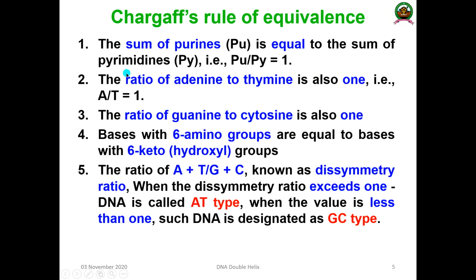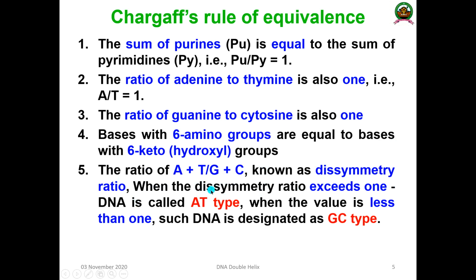The second statement is that the ratio of adenine to thymine is 1, that is A by T is 1, and the ratio of guanine to cytosine is also 1, G by C is 1. The bases with 6 amino groups are equal to the bases with 6 keto or 6 hydroxyl groups. This is the 4th statement. And there is a formula, A plus T over G plus C, which is known as the dissymmetry ratio.